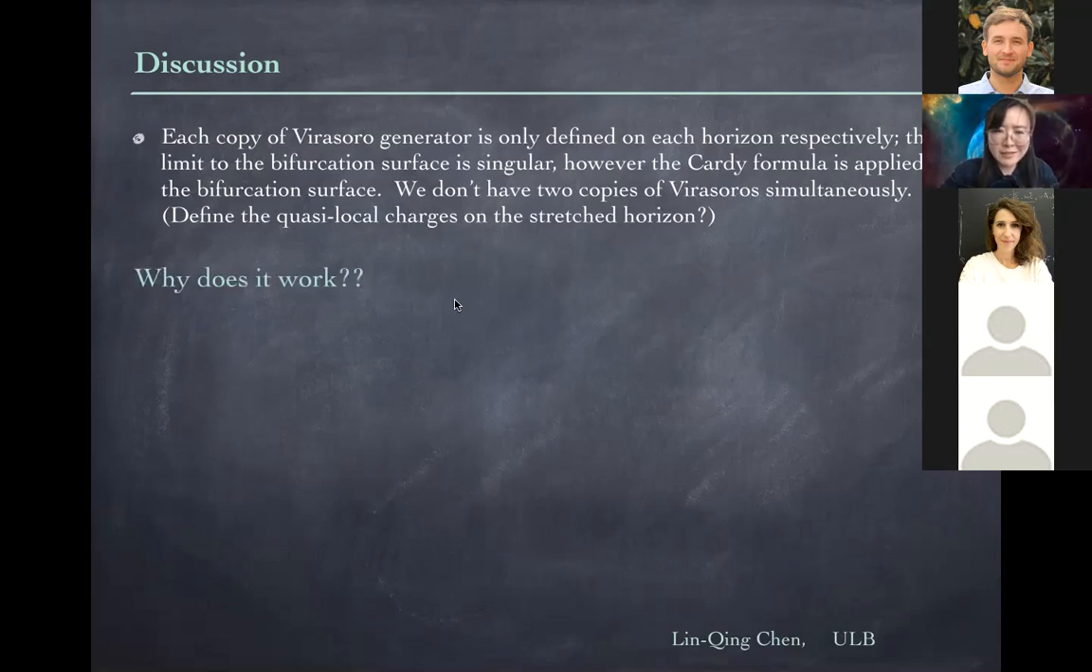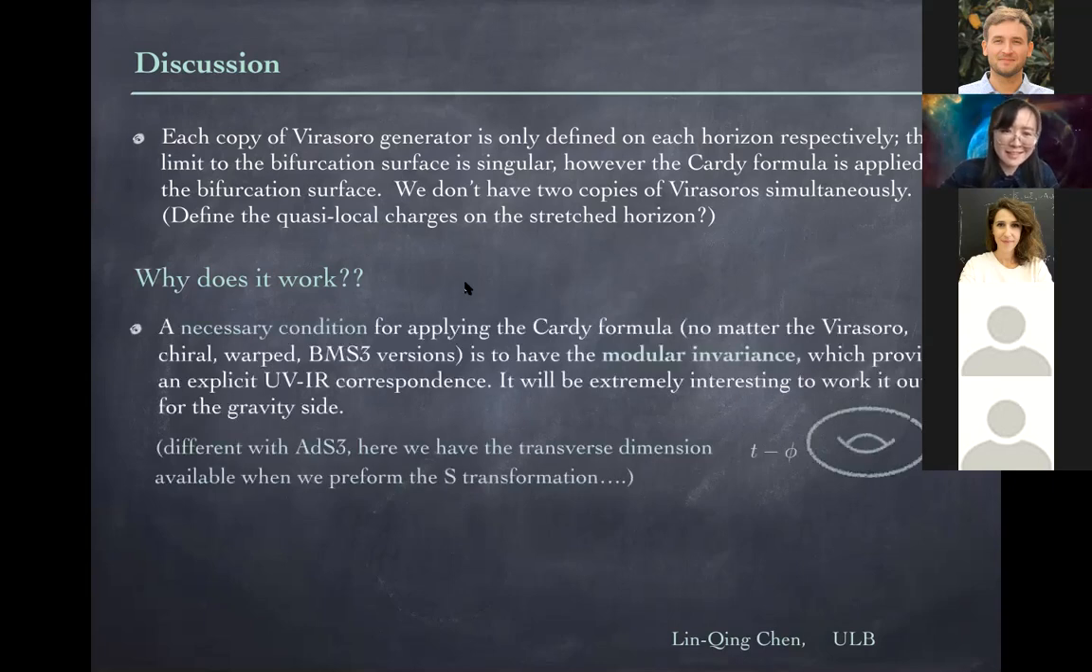And then the question I'm most curious about is why this works. So we know that a necessary condition for applying the Cardy formula, not only this Virasoro version of the Cardy formula, but also the chiral version and the warped BMS3 version, have all historically been shown as examples that reproduce the right entropy counting.